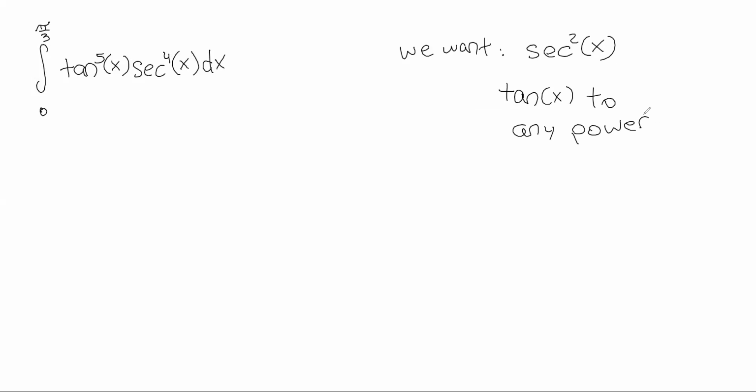So we want to just think about real quick how we can get that. We want to think about how do we make the secant to just a 2nd power. We have a secant to the 4th power. We want to turn that into a secant to the 2nd power. So in order to do that, I think we're going to be wanting to use one of the Pythagorean identities. There is one that tells us that tangent squared of x plus 1 is secant squared of x. So that's the one we ultimately want to use.